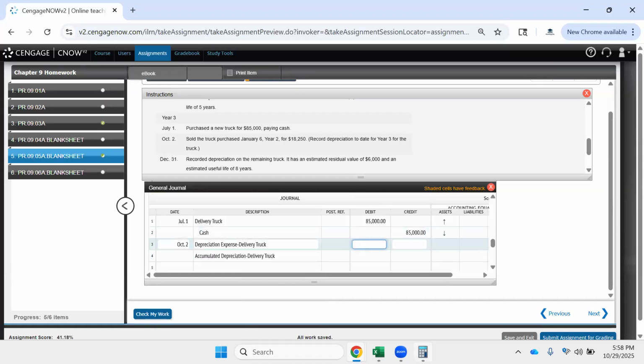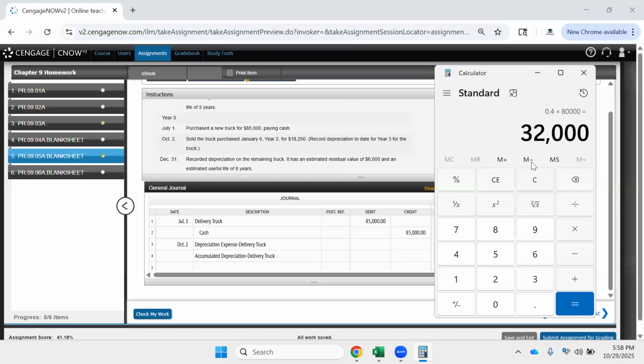Our net book value at the beginning of the year is $80,000 minus 32,000 in accumulated depreciation. This is our net book value at the beginning of the year. We have to multiply it by our rate of 40%. $19,200 would be our depreciation for the full year, but we're not depreciating it for the full year.